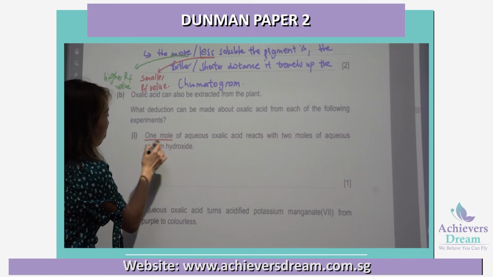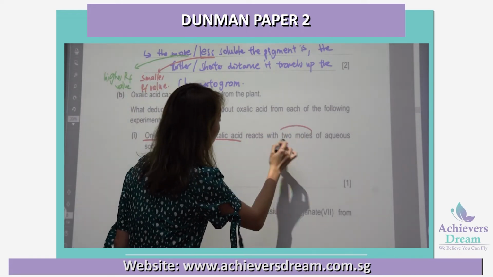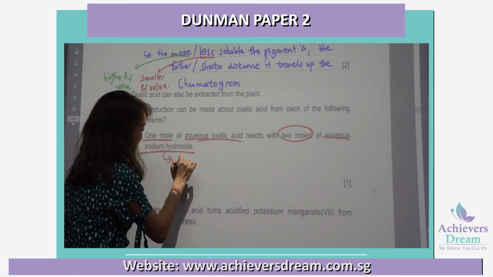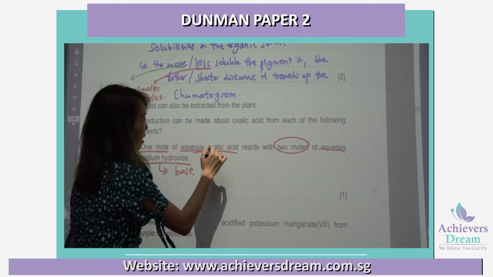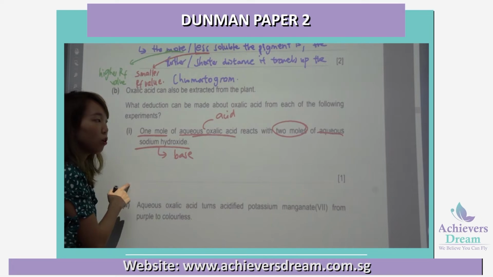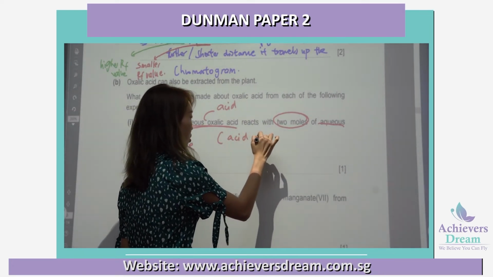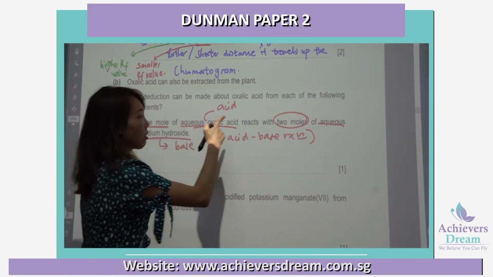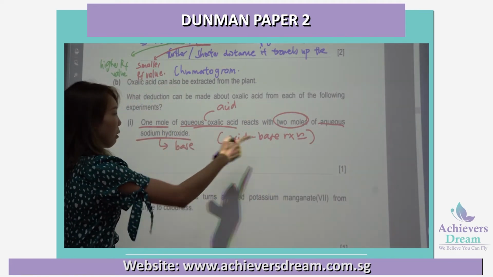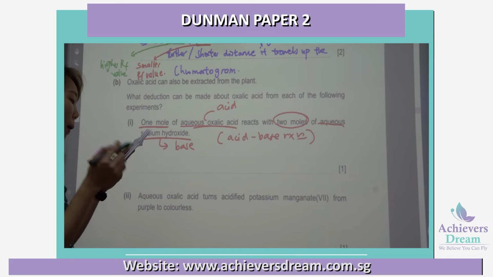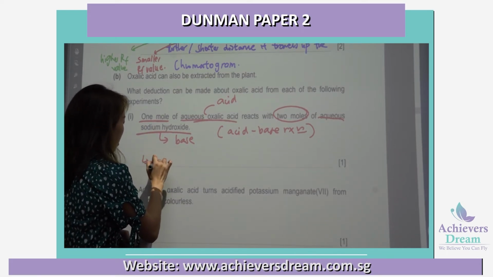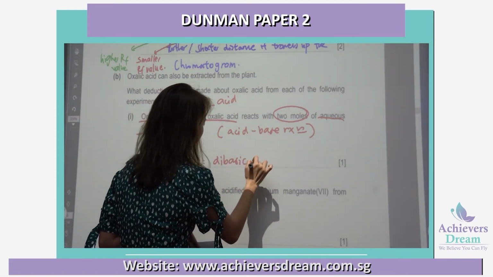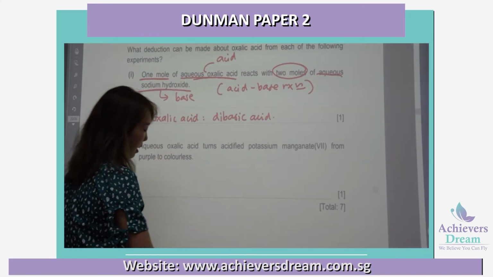Part 1. 1 mole of aqueous oxalic acid reacts with 2 moles of aqueous sodium hydroxide. Okay, aqueous sodium hydroxide is my base, correct? Oxalic acid is an acid. So this is an acid-base reaction. Now let's zoom in. They say 1 mole of acid is required to react with 2 moles of base. So what does this mean? This has got to do with basicity. So this implies that oxalic acid is a dibasic acid. Okay, what does dibasic acid mean?